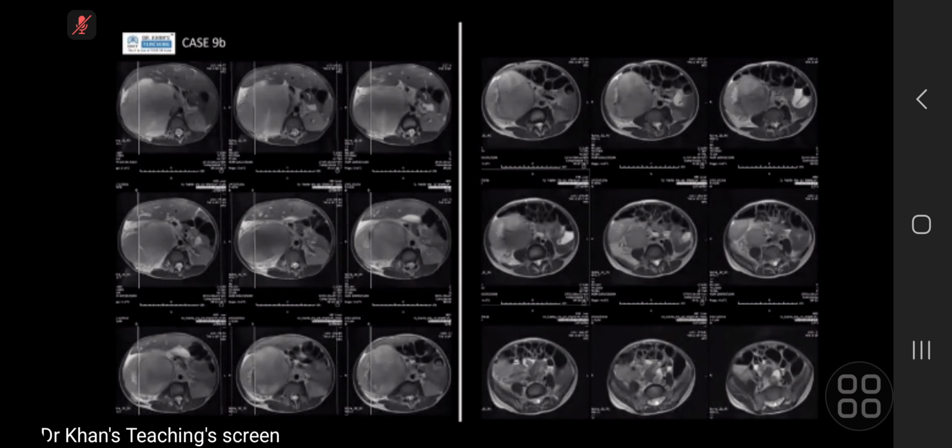Are there any other sections, any other sequences, or are these the only images covered? No, these are the images that I've given you.